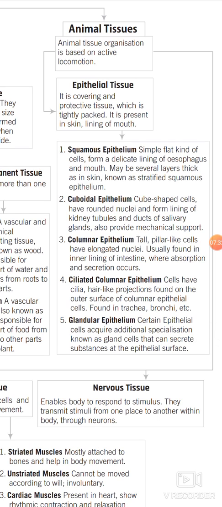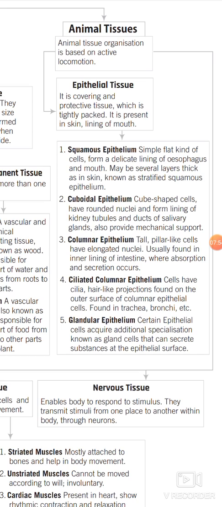The first is squamous epithelium. What do you mean by squamous? Squamous means flat. Such tissues are very flat, that is why they are called squamous epithelium. Simple flat cells form a delicate lining of the esophagus and mouth; when several layers thick, as in skin, it is known as stratified squamous epithelium.